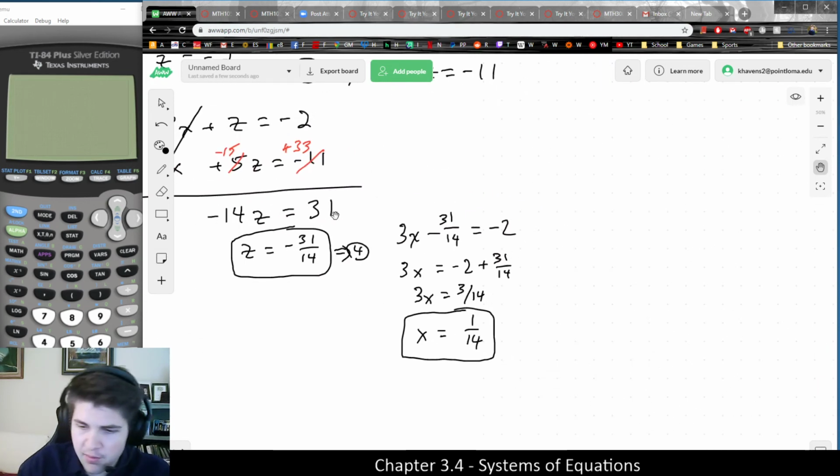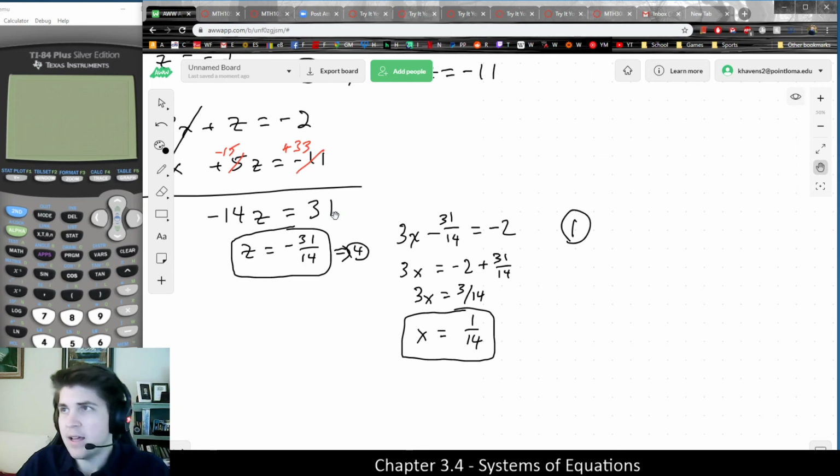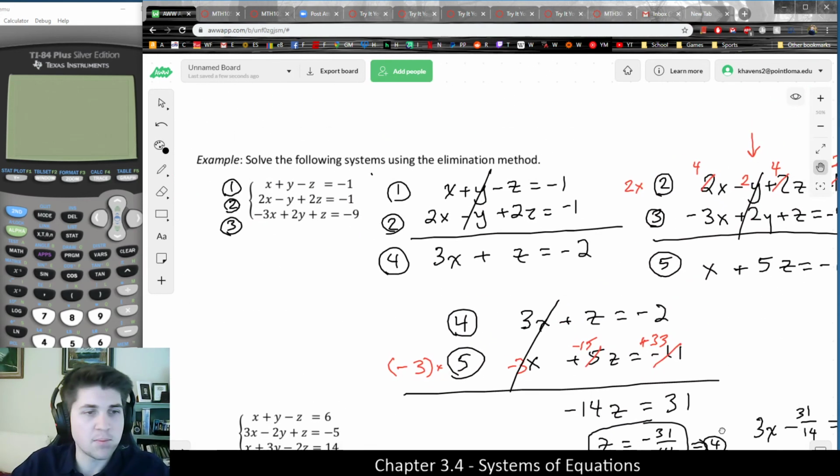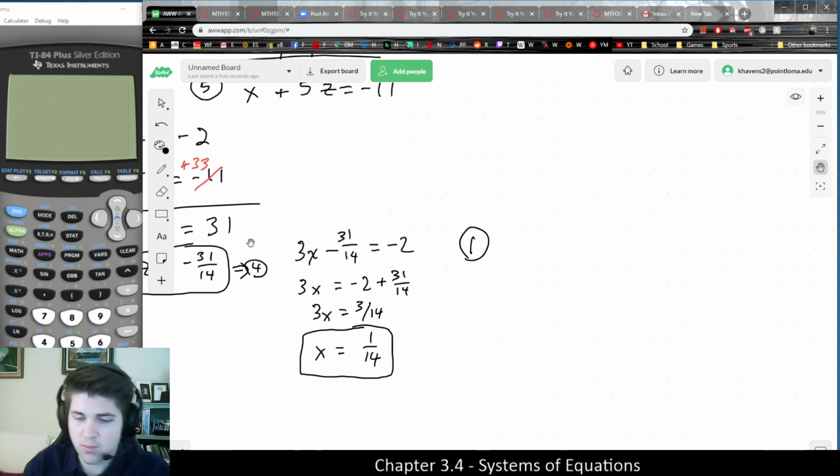So now plugging both of those in, I'm going to use equation 1 because it's the lesser of 2 evils here, or of 3 evils, I mean. And equation 1 said that x plus y minus z is equal to -1.